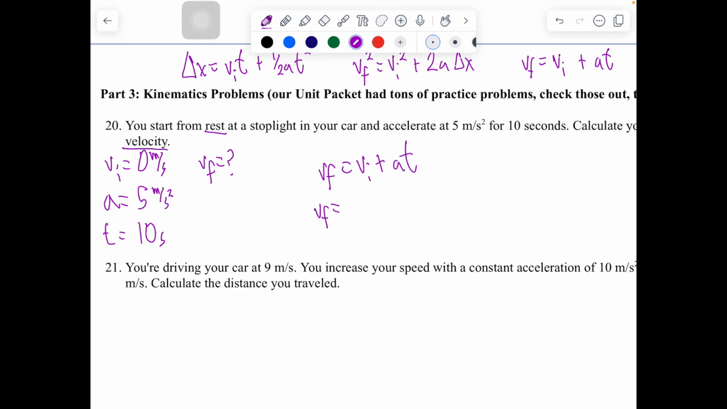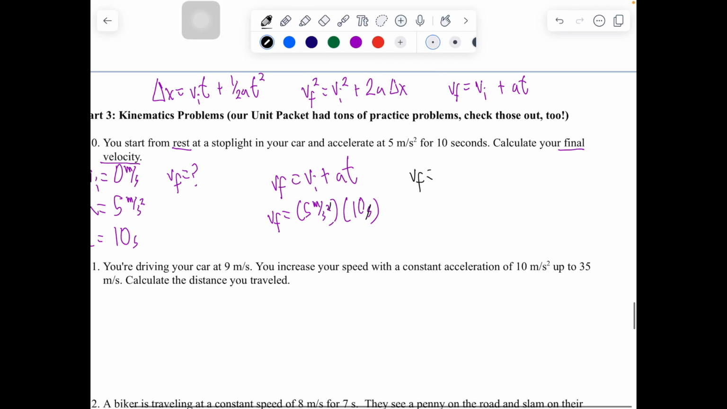Final velocity. We know that the initial velocity is 0, so that just drops out. 5 meters per second squared multiplied by our 10 seconds. Our seconds cancels one of our seconds right here. So we end up with the final velocity is 5 times 10 meters per second.